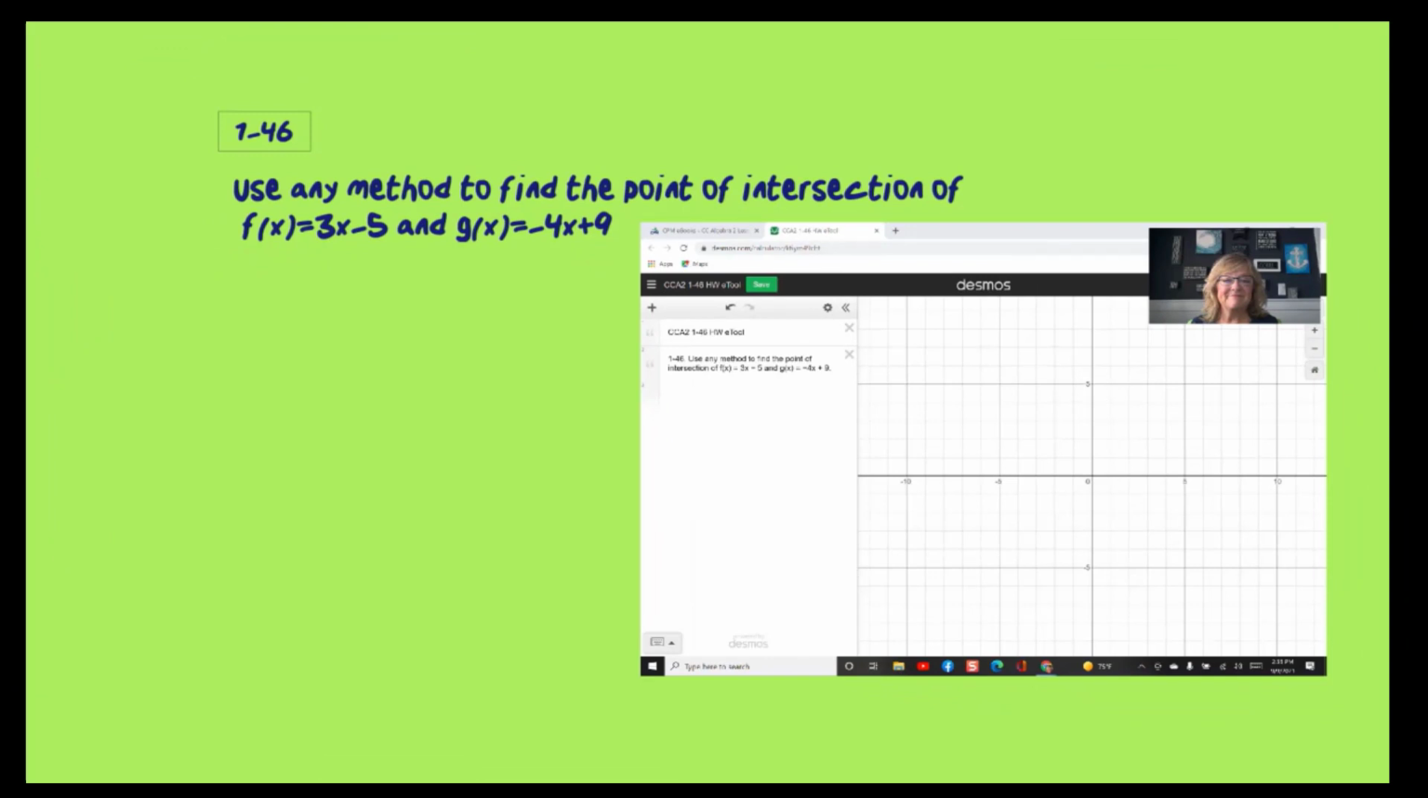Okay, so we're going to play this video first of this particular system being solved graphically, and then we'll come back and solve this algebraically, which you'll see me referring to also in the video. So here we go.